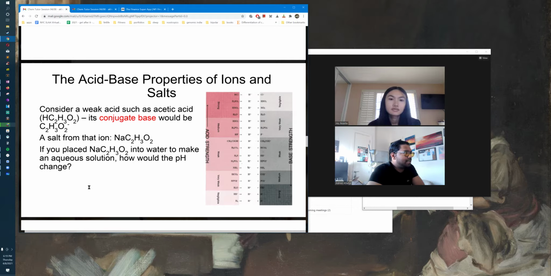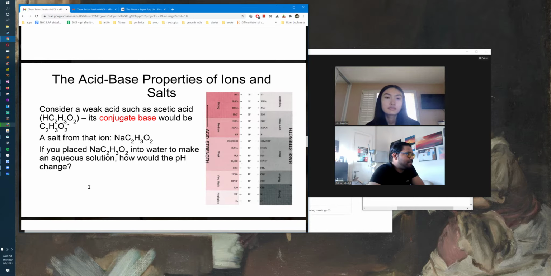All right, so let's say you have a weak acid. Acids, once they do their job, turn into a conjugate base, and a base, once it does its job, would turn into a conjugate acid. On this slide, it says acetic acid turns into its conjugate base, which is C2H3O2 minus, and a salt from that ion is just adding sodium to it, so it forms an ionic bond with the negatively charged conjugate base.